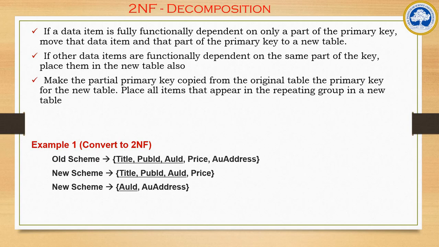How will the decomposition be applied here? If a data item is functionally dependent on only part of the primary key, we have to move that data item and that part of the primary key into a separate table. In the previous example, author address is functionally dependent on author ID, so we consider that as a new table. Our new schema, author ID and author address, is one table, and the remaining attributes make another table. Like that, we decompose the original schema into two tables.